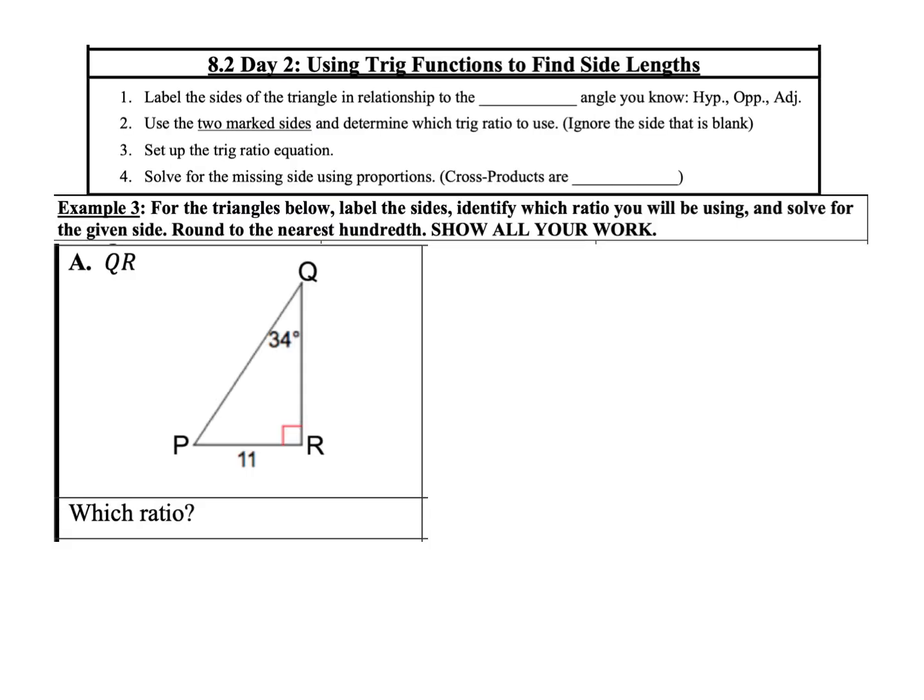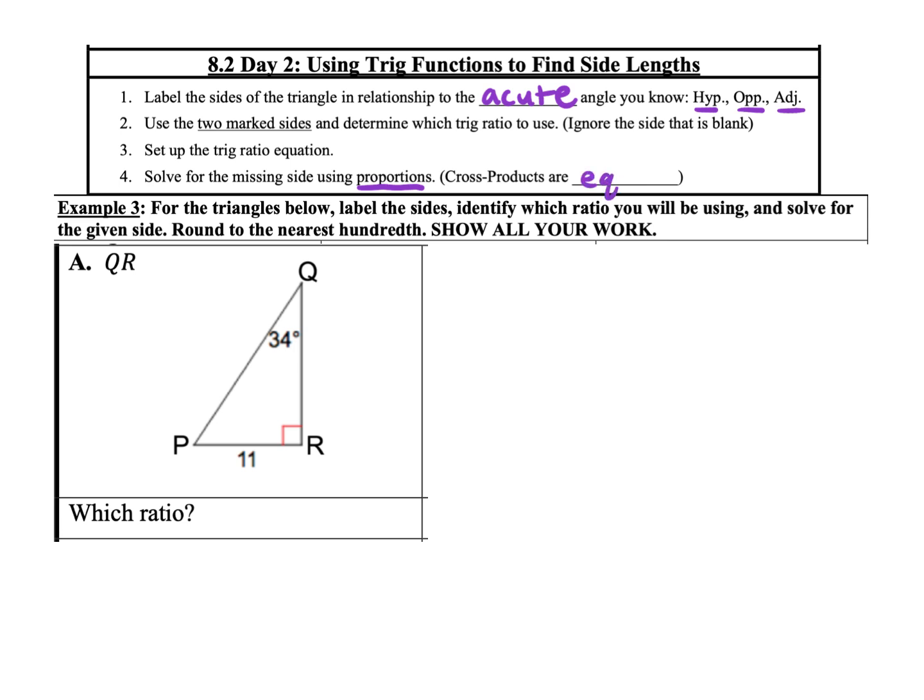In order to use trig functions to find side lengths, the first thing that you should do is label the sides of the right triangle in relationship to the acute angle that you're trying to find. The 3 sides are going to be hypotenuse, opposite, and adjacent in that order. Then you're going to use the 2 marked sides and determine which trig ratio to use. Ignore the side that's blank. Then you'll set up a trig ratio equation and then solve for the missing side using proportions.